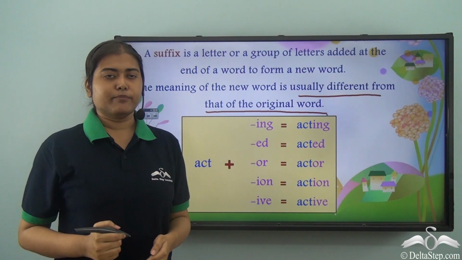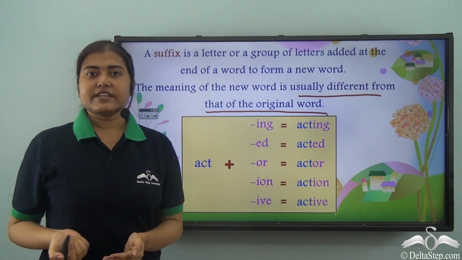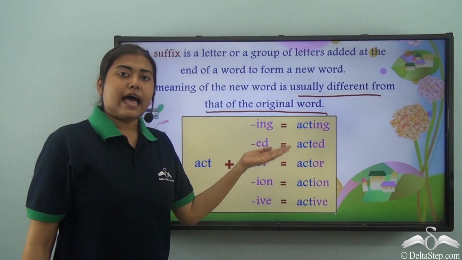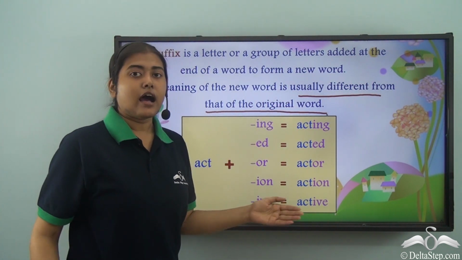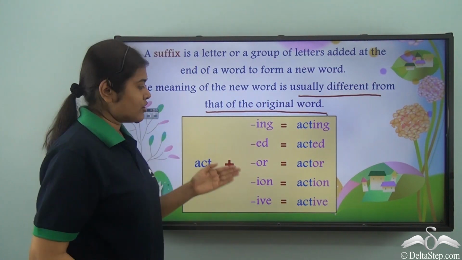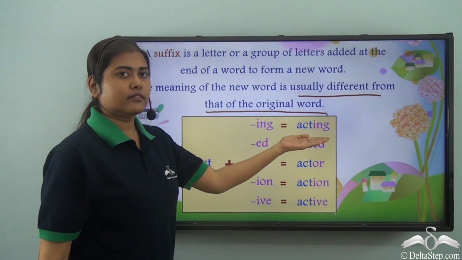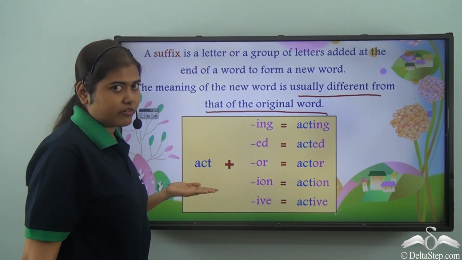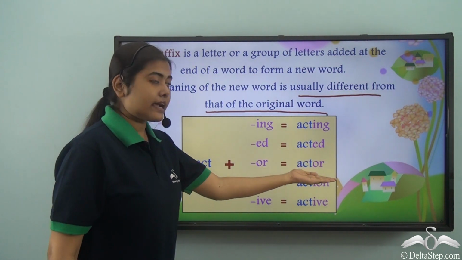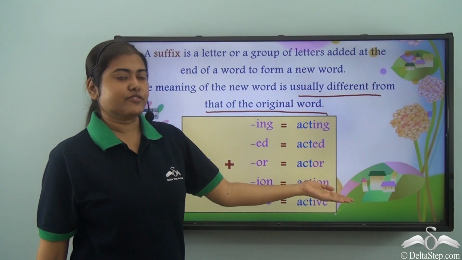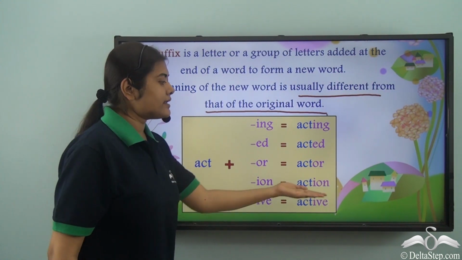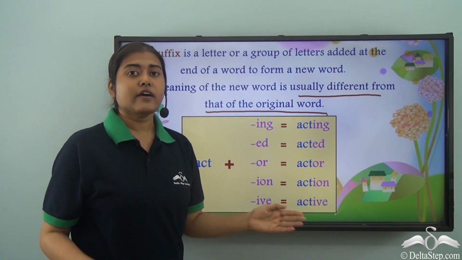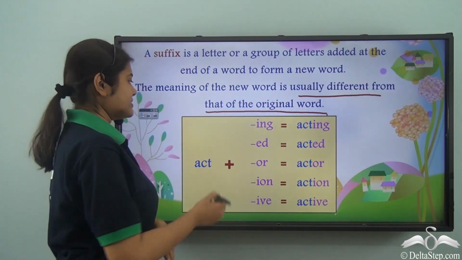Now, this is very important. So, how are suffixes helping us? They are added at the end of a word and the resulting words have different meanings. So, when I say acting, it is different from the meaning of the word act. When I say actor, once again it has a different meaning from that of act. Similarly, act and action, act and active have different meanings.